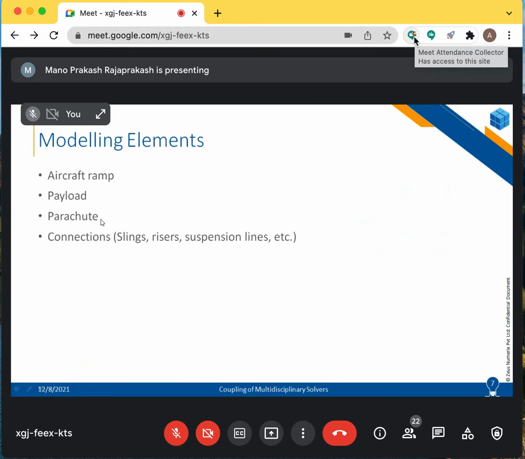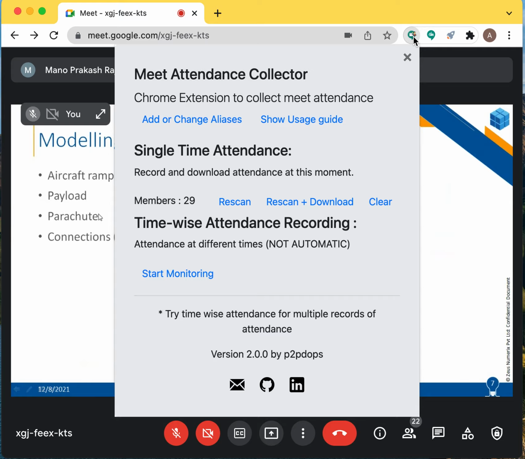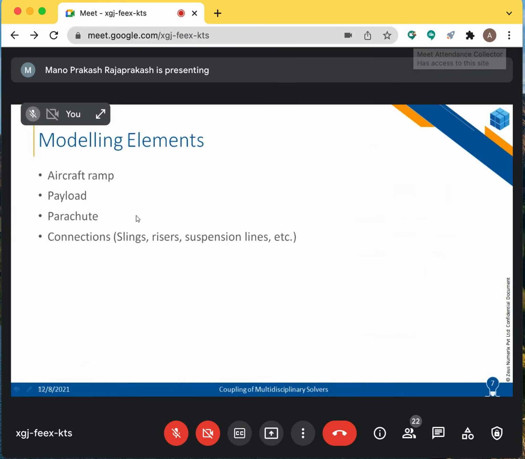How the payload has to be modeled needs to be looked at. And then how the parachute has to be modeled. It's not a very straightforward modeling as the payload. The payload is a rigid body, but the parachute is not like that. It's stored inside a pack, and then the bag opens, and then inflation begins. There are a lot of complexities associated with modeling a parachute, which we will see in forthcoming slides. And then we have the connections. How these two bodies are connected: the parachute has the riser and suspension lines, then we have the sling, and multiple other connections which are a part of the parachute payload system. So these are the typical elements.